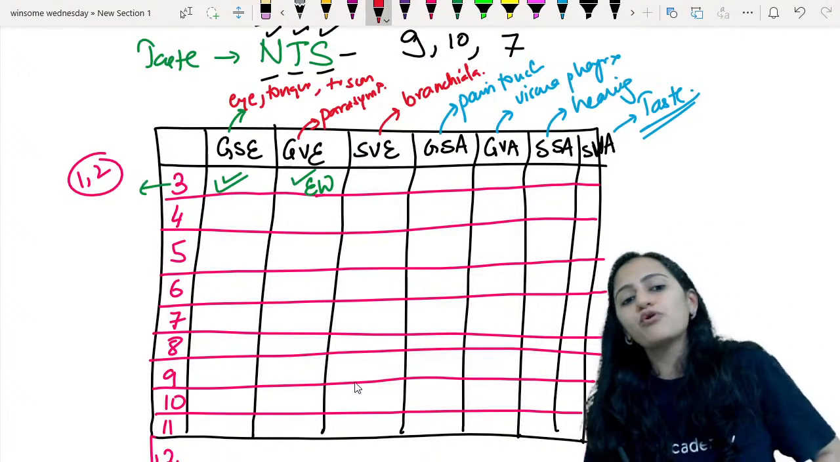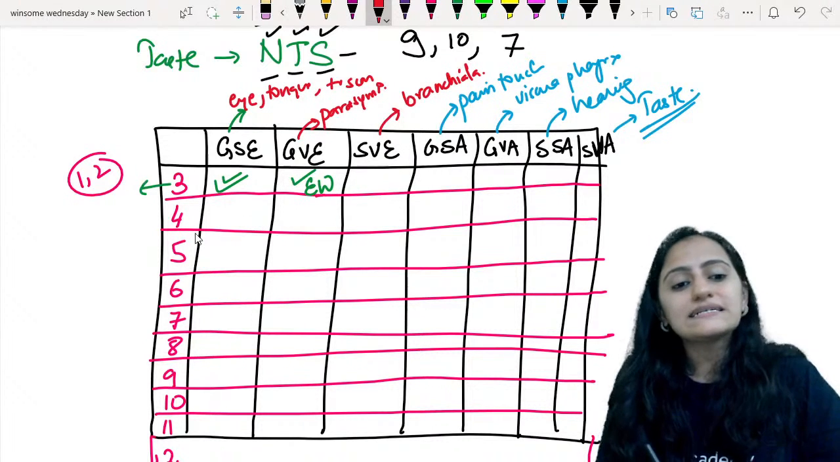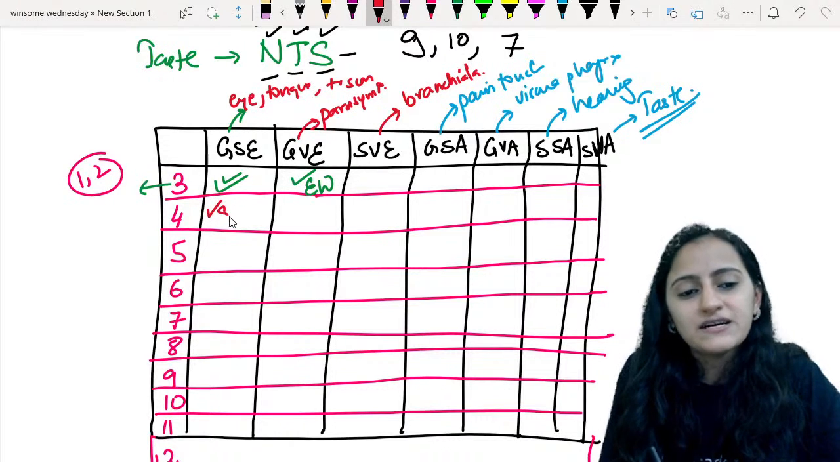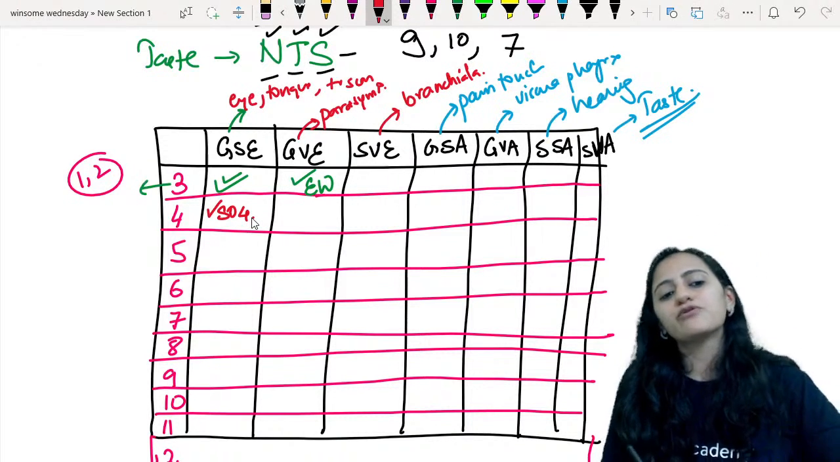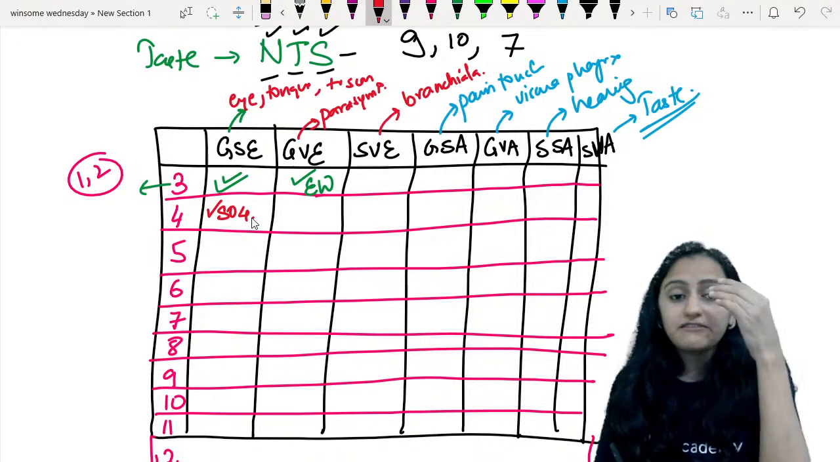Cranial nerve 4. Cranial nerve 4 supplies your SO4, the superior oblique extraocular muscle. So this is your general somatic efferent, right? It is your general somatic efferent.